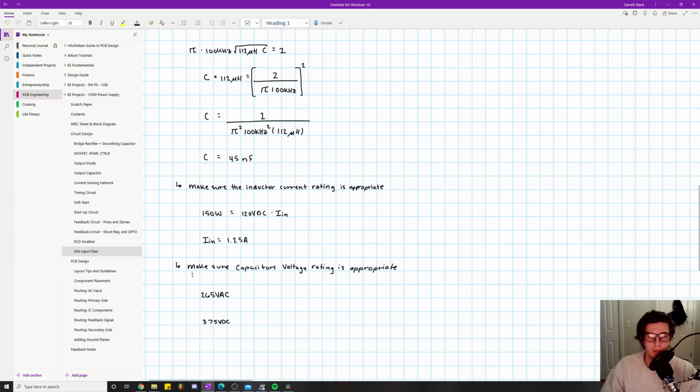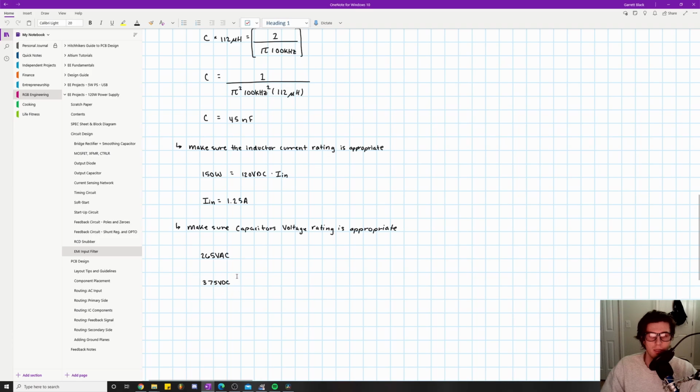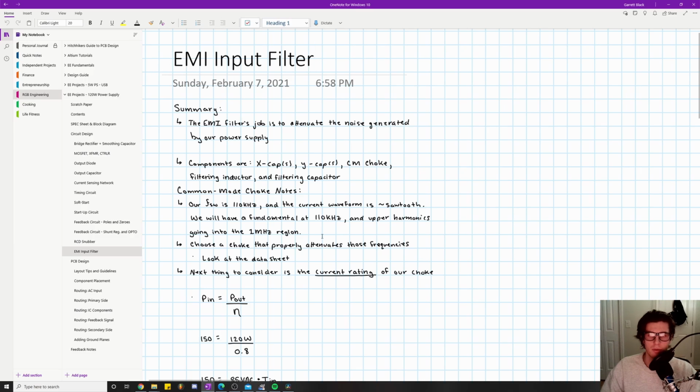And then lastly, make sure the capacitor's voltage rating is appropriate. We have 265 volts AC turning into 375 volts DC, so this is the highest DC voltage we should be dealing with. Just make sure your capacitor voltage rating is above 375, which should look pretty familiar from picking any capacitor that comes into contact with the bulk voltage. That's pretty much all the notes I have on the EMI input filter design.